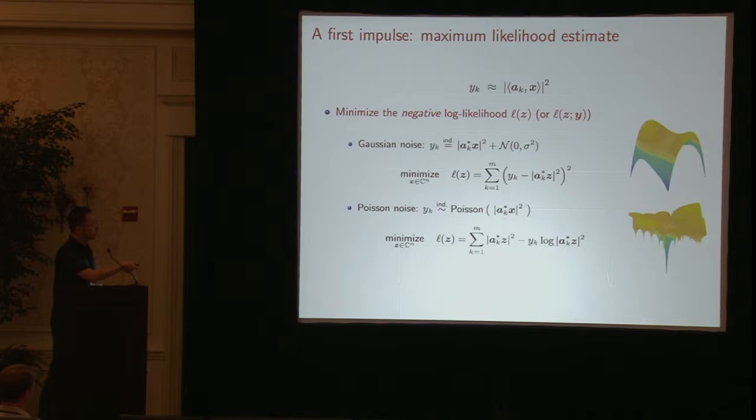Here I plot the function surfaces of L for these two cases. You can see that the problem with phase retrieval is that the function that we are going to optimize over is non-convex. So there are possibly many local minima there. This is actually the hardness of the problem, because there are many local stationary points, and we are not necessarily guaranteed to converge to the global minimum if we just use some iterative method.